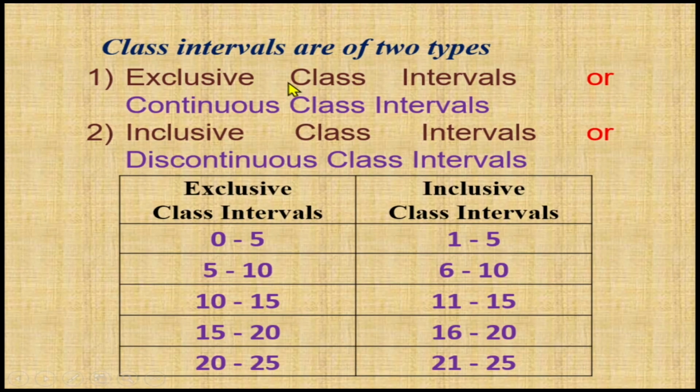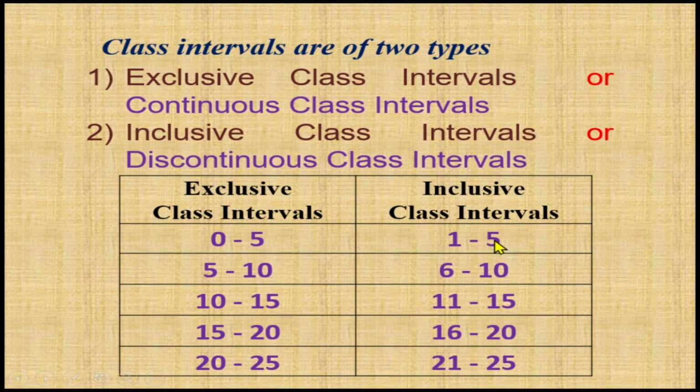Now, let us discuss. There are 2 types of classes: exclusive class intervals, which are called continuous classes, and inclusive class intervals, which are called discontinuous. See here, exclusive class, we have taken 0 to 5, 5 to 10, 10 to 15, 15 to 20, 20 to 25. There is no gap in the limits here, isn't it? But here you see in this, you find 1 to 5, 6 to 10, 11 to 15, 16 to 20, 21 to 25. So, here each and every value is included in the same group, right.